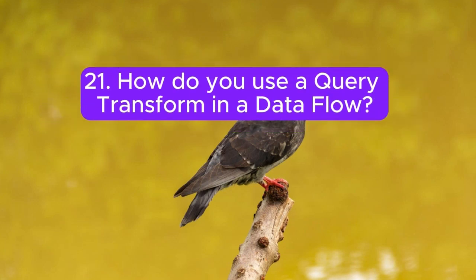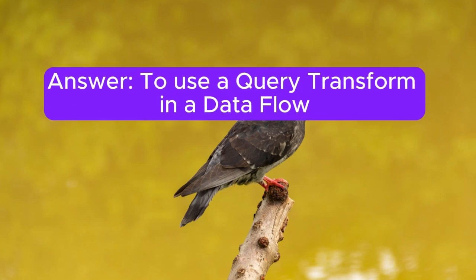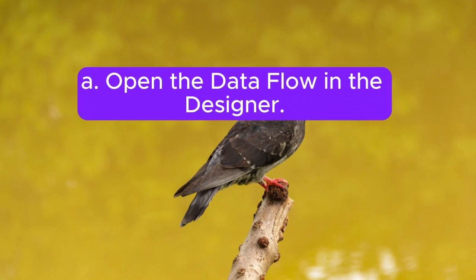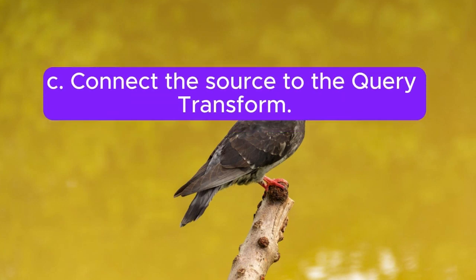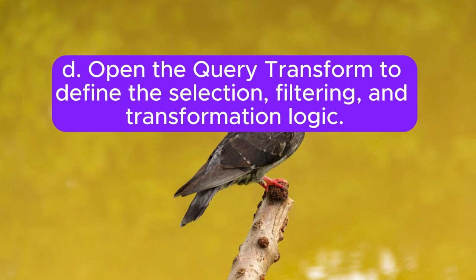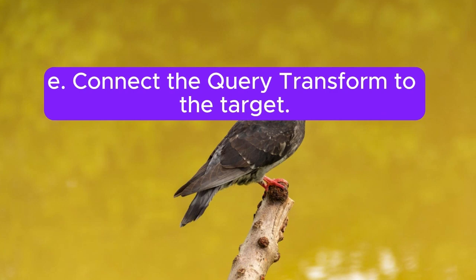21. How do you use a query transform in a data flow? Answer: To use a query transform in a data flow: A. Open the data flow in the designer. B. Drag and drop the query transform onto the data flow canvas. C. Connect the source to the query transform. D. Open the query transform to define the selection, filtering, and transformation logic. E. Connect the query transform to the target.